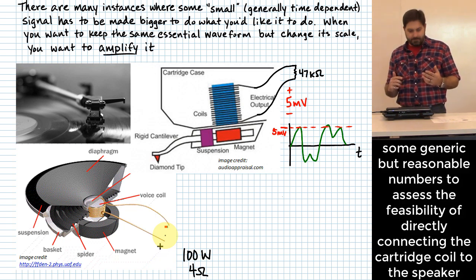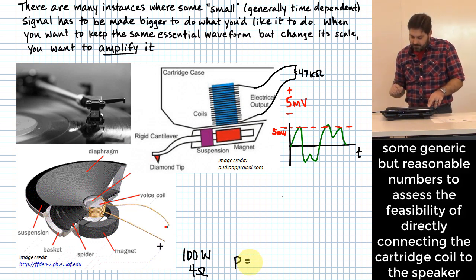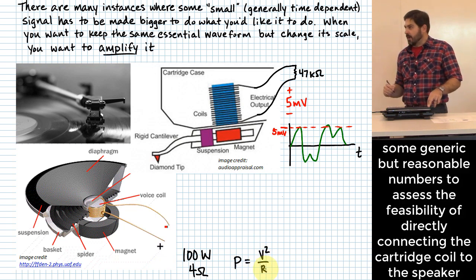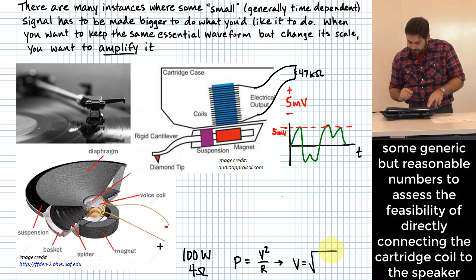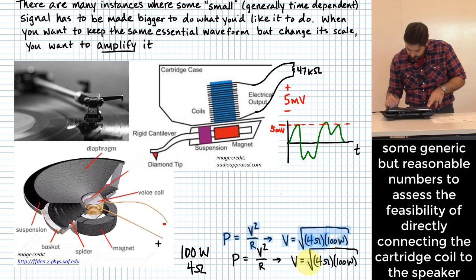How do you do that math? Okay. Power is equal to what? V squared over R, right? We're trying to find V. That means that V is equal to what? The square root of, okay, you multiply R times P, right? So that's 4 ohms times 100 watts. So about the square root of 400. Okay. And that gives you about what? Okay, 20 volts or so.